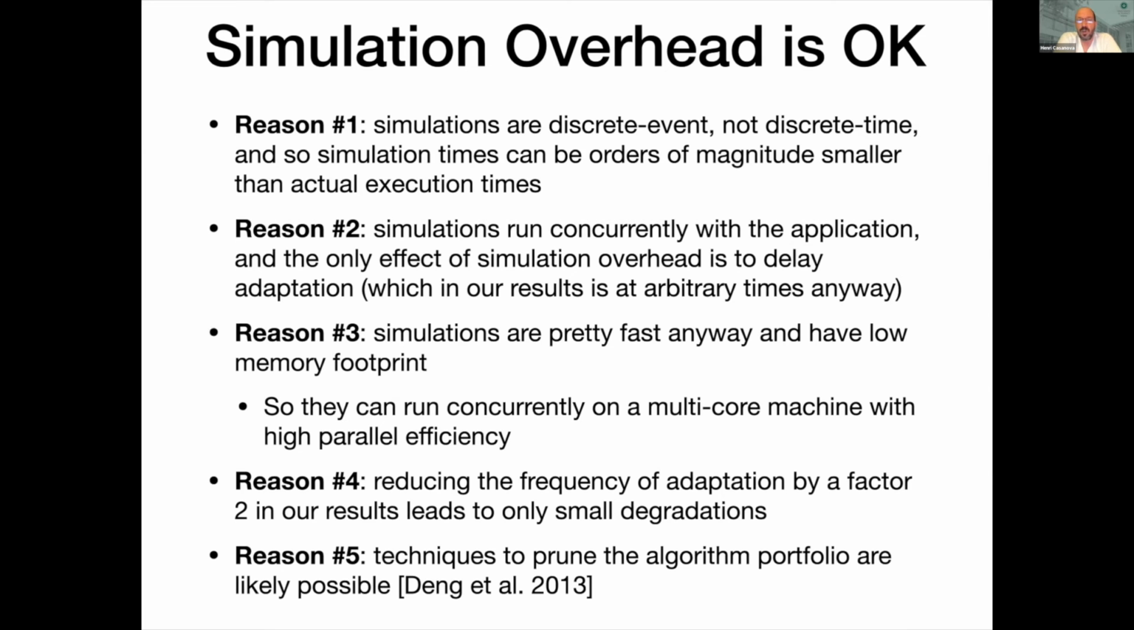So reason 1 is that simulations are discrete event and not discrete time. And so simulation times can be orders of magnitude smaller than actual execution times. So the simulation of an application may take a minute, but if the application runs for 2 days, well, that's perfectly acceptable. Reason number 2 is that the simulations run concurrently with the application on the machine, for instance, that executes the workflow management system code. And so the only effect of simulation overhead is to delay adaptation. Meaning delay the moment where we say, oh, we should switch to a different scheduling algorithm.